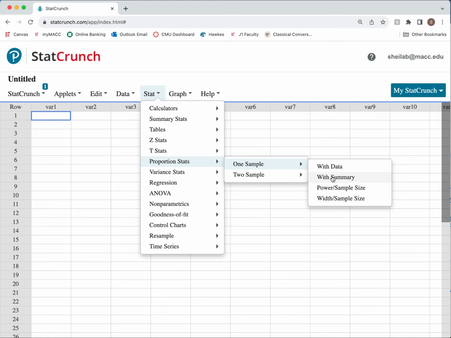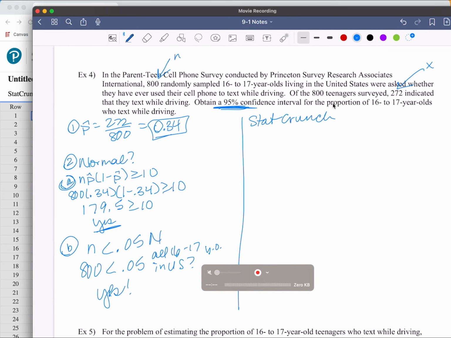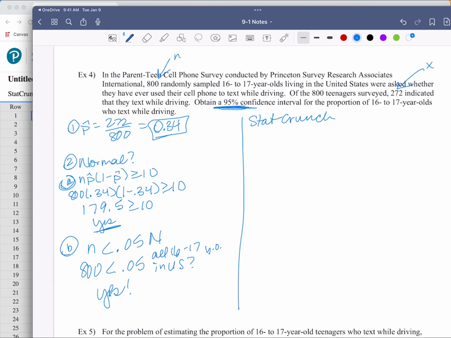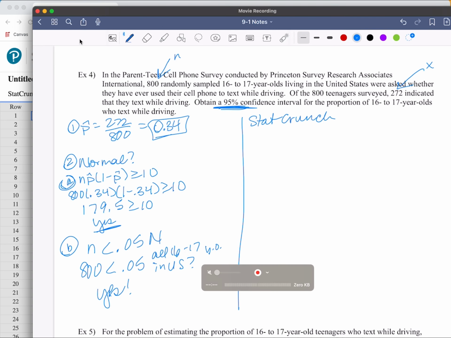Our problem right now is with summary because I'm told the information. If we actually had all of these 800 pieces of information, that would be with data because then you could see that data and it would work with that.